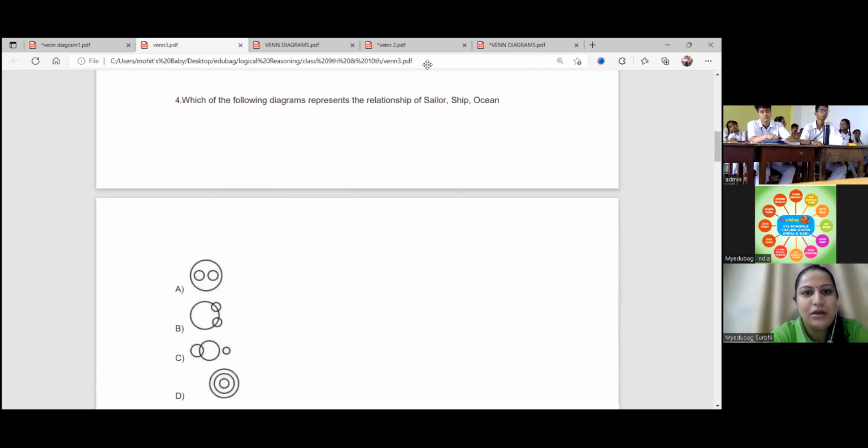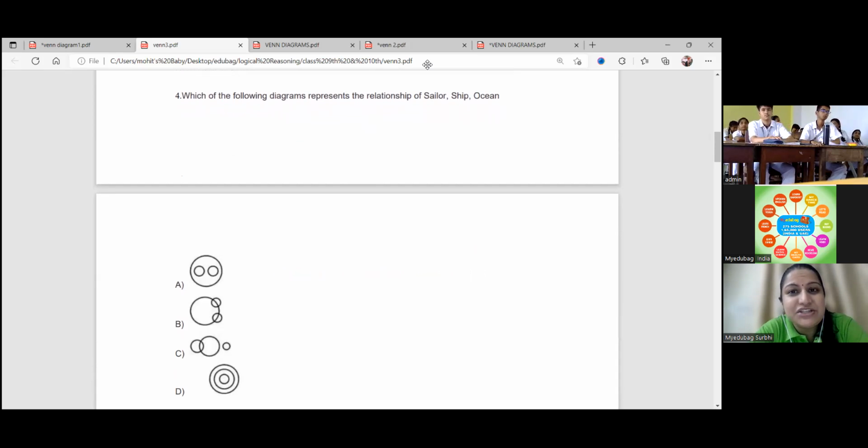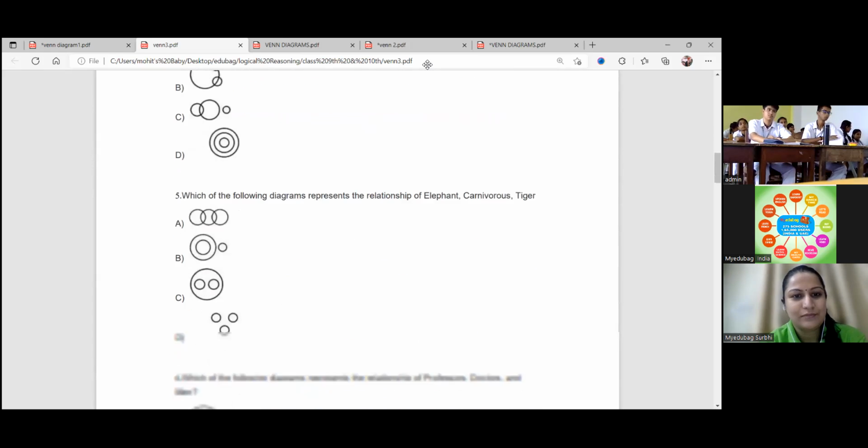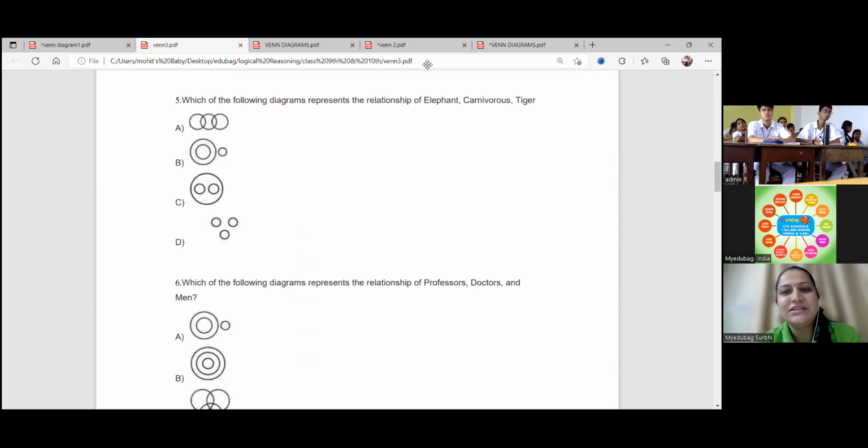Okay. Which of the following diagrams represents the relationship of sailor, ship, and ocean? And A. A. And A. Okay. It is the A one. Which of the following diagrams represents the relationship between elephant, carnivorous, and tiger? Who are the carnivorous animals? 2. It is correct. It is 2.